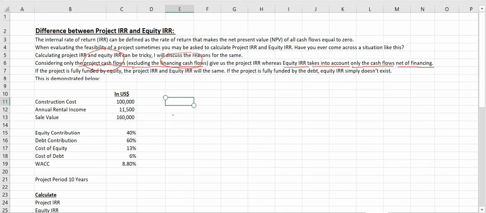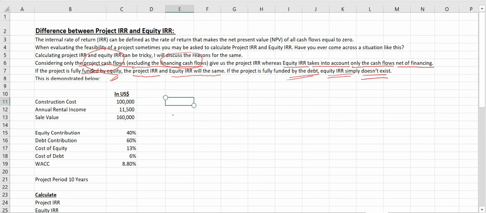If the project is fully funded by equity, the project IRR and equity IRR will be the same. Supposing the project is fully funded by equity, so there are no debt contributors, the project and equity IRR will be the same. If the project is fully funded by debt, there is no equity IRR. It does not exist. So now let's try to calculate project and equity IRR.